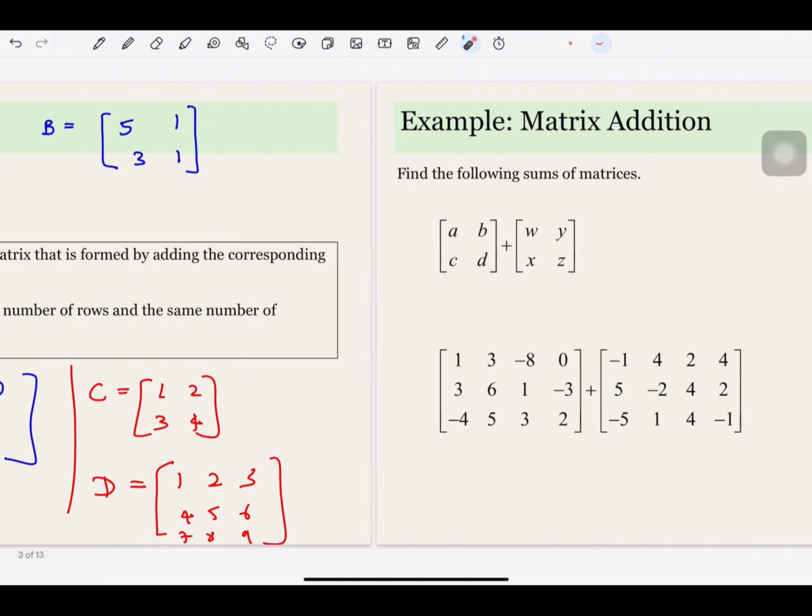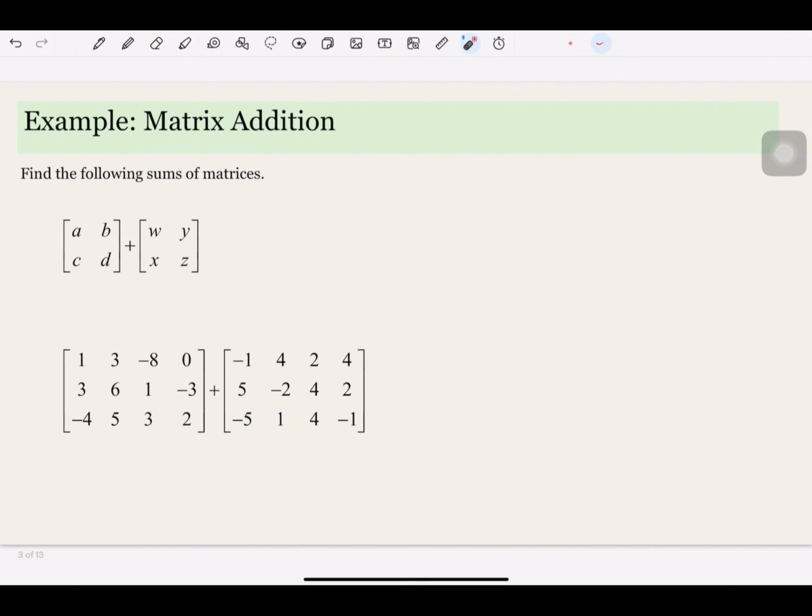Okay, so let's try some examples. In the first example, you have two matrices and you are asked to add them together. This matrix is of size 2, 2 rows and 2 columns. On the other hand, we have this matrix, which is also 2 rows and 2 columns. So you should be able to add these two matrices. Okay, so let's try to add. Here you don't have any numbers. These are like symbols. So I'm going to add these two symbols together.